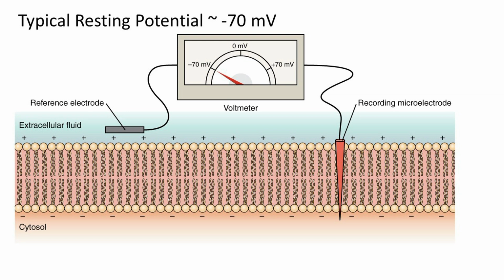The voltage within the cytosol of the cell is measured with a small voltmeter probe relative to the extracellular fluid. A typical value of the resting potential of a neuron is approximately minus 70 millivolts. The inside of the cell is generally at a lower voltage than the outside.